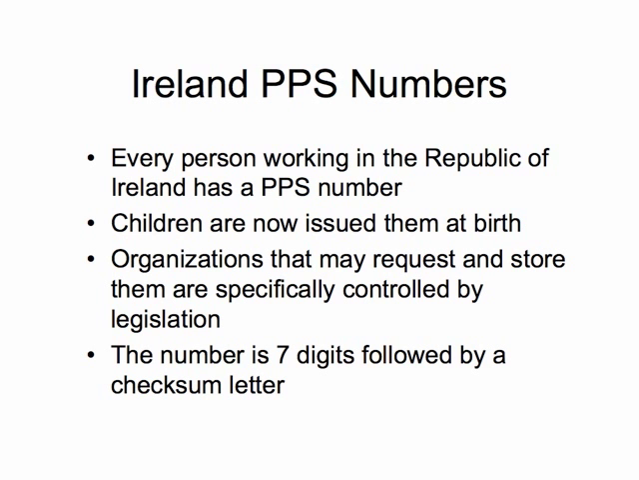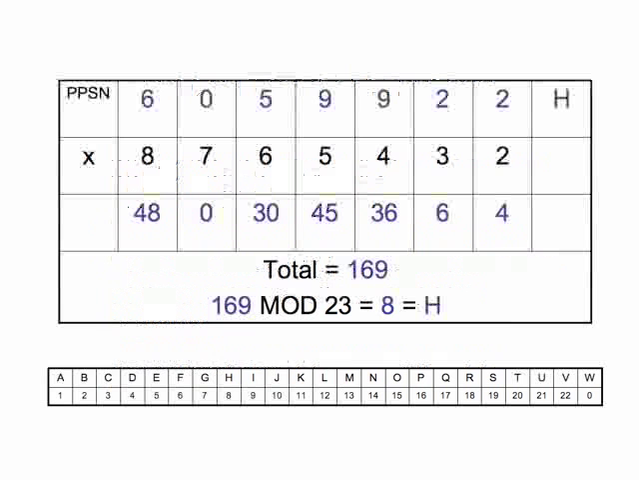It's not relevant here. The PPS number is 7 digits followed by a checksum letter. So you might have 1, 2, 3, 4, 5, 6, 7, P, for example. Now, we'll see after whether P would be correct there or not. So let's look at this PPS number here. The number is 6059922. And we're going to work out what the checksum letter should be.